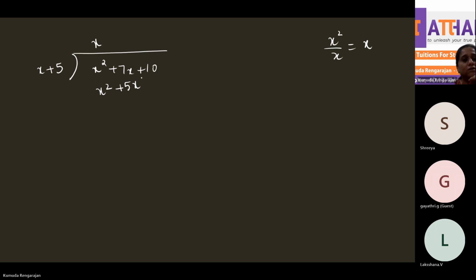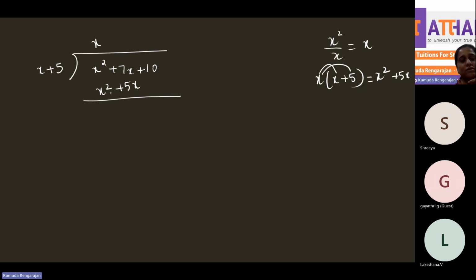All right. So divide x squared by x. We get x. That's the first term in the quotient. Now you must multiply x with x plus 5. So what do you get? x into x is x squared, and x into plus 5 is plus 5x. This you must write under the dividend.